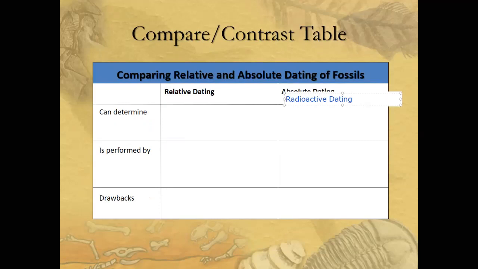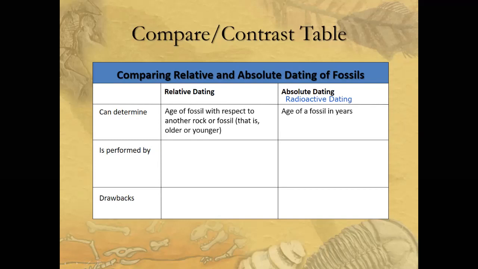So this is radioactive dating. Now, let's start out by taking a look at what these two things can determine. In relative dating, we can't get an actual year. What we can get is the age of the fossil with respect to other fossils. It's older than, it's younger than. Whereas you can get an actual age of the fossil in years using radioactive dating.